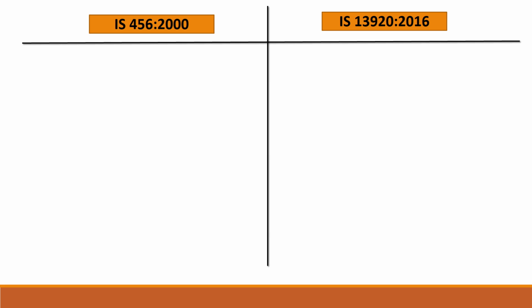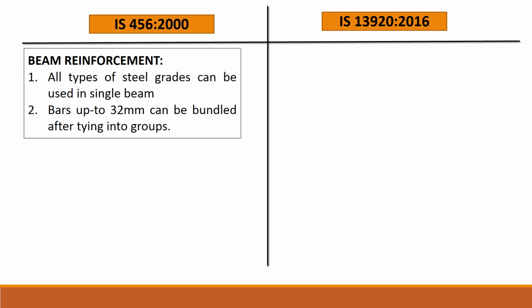Talking about the beam reinforcement, there are all types of steel grades which could be used in a single beam when we are talking about IS 456. It could be steel grade of 250 or it could be 500. Now, the bars, they are bundled as per IS 456 in beam reinforcement, and up unto 32 mm dia bars, you can bundle all of them in a single group, tie them up. But in case of 32 mm and greater dia bars, you cannot bundle them into one formation.